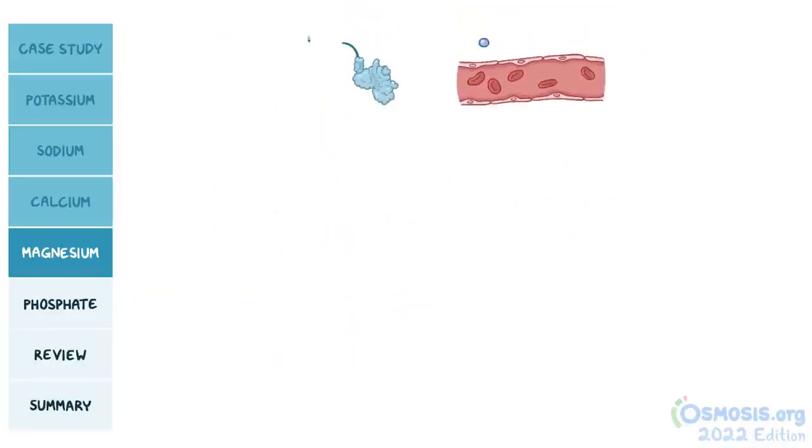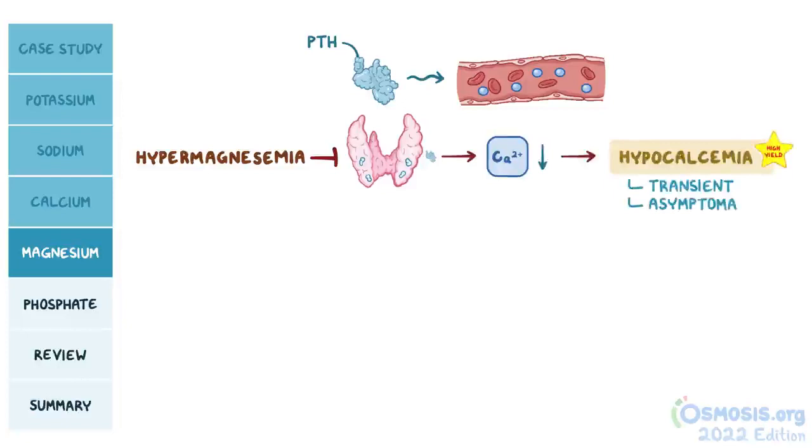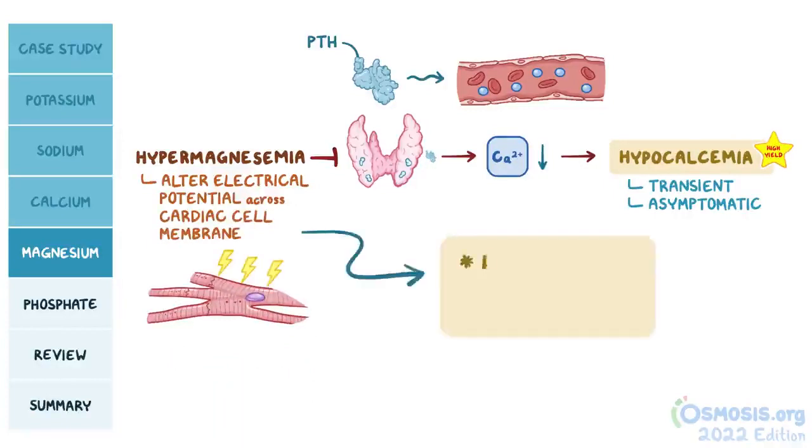Also, normally, PTH usually stimulates calcium release into the blood. Hypermagnesemia seems to inhibit the release of parathyroid hormone from the parathyroid gland, which causes calcium levels to fall, leading to hypocalcemia, which is usually transient and asymptomatic. Really high levels of magnesium also alter the electrical potential across the cardiac cell membrane, which can lead to bradycardia and even cardiac arrest.